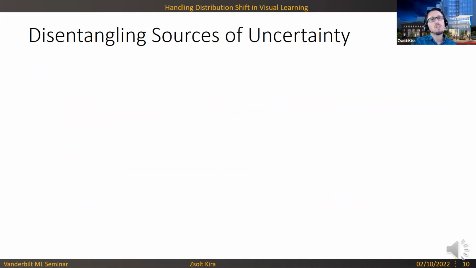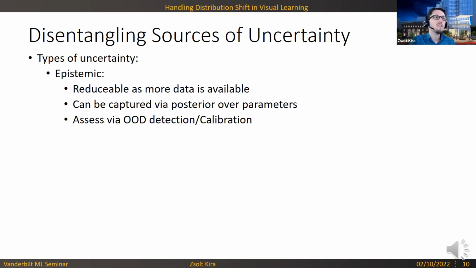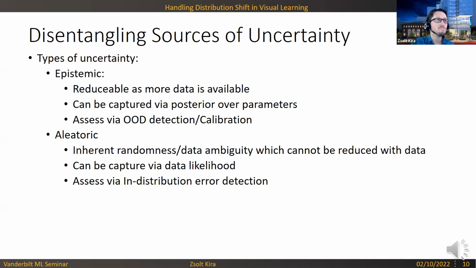There have been a lot of works looking at calibration, and many of them look to disentangle types of uncertainty. There's model uncertainty, which is epistemic uncertainty. This is reducible as more data is available and can be captured via a posterior over parameters. It is well studied, and there are a lot of really good theses and works. It is assessed via something like out of distribution detection or calibration. You could also have aleatoric uncertainty, which is inherent randomness in the environment. You can't really reduce this, but you can capture it via things like data likelihood, and you can assess it via in distribution error detection.